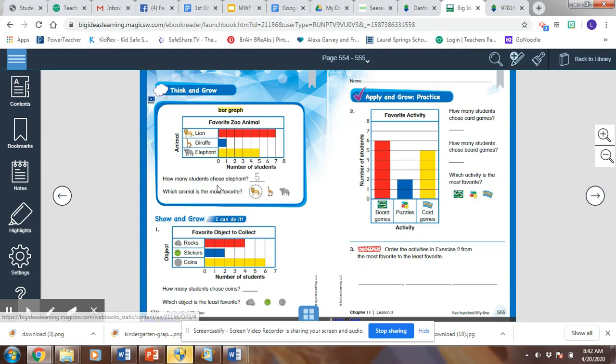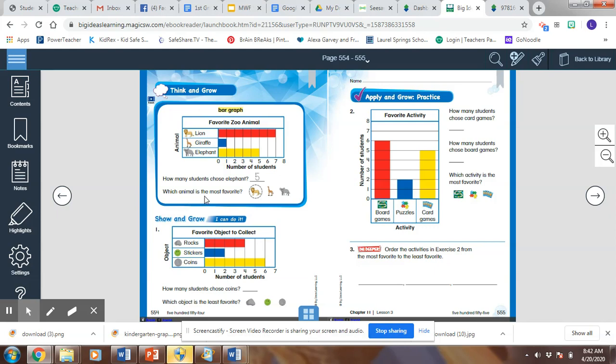Okay, so you're answering questions. It says, how many students chose elephants? So we have to go back up to our bar graph, find elephants, and then we can either count over or we can go right to where it ends and look at the number, 5. Again, their numbers are right on the line, so it's easy to see. So there's your number 5.